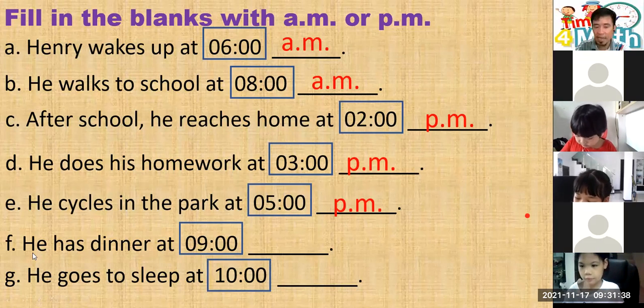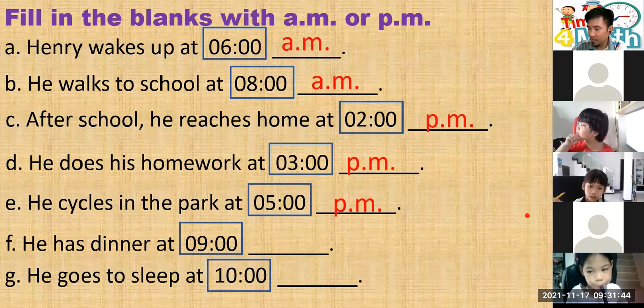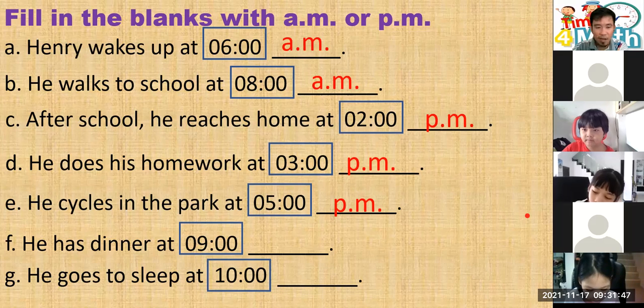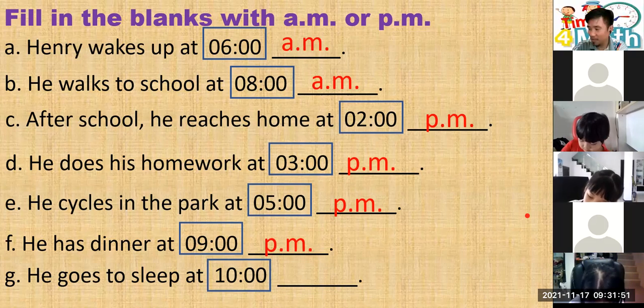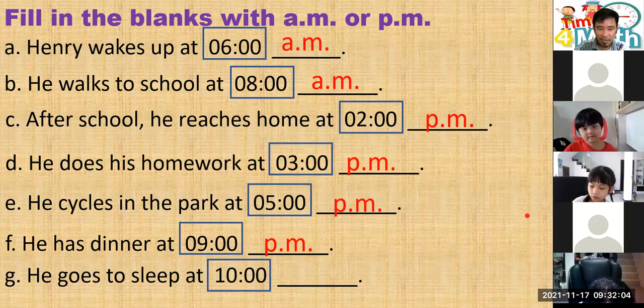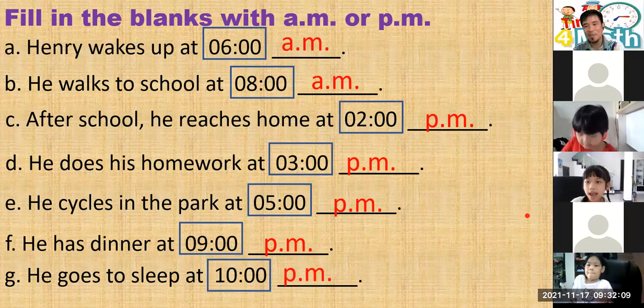Letter F. He has dinner at 9 p.m. Okay, 9 p.m. That's right. อีกแล้ว PM เยอะจังเลย He goes to sleep at 10 p.m. Okay, thank you. Next, he goes to sleep at 10 p.m.